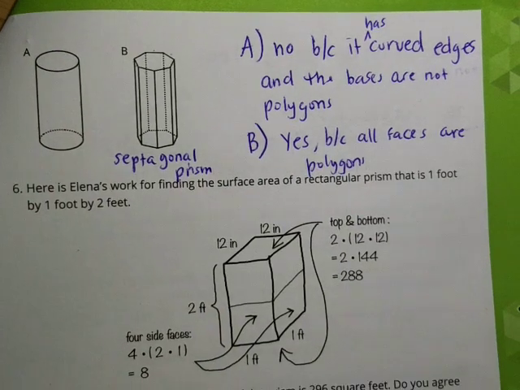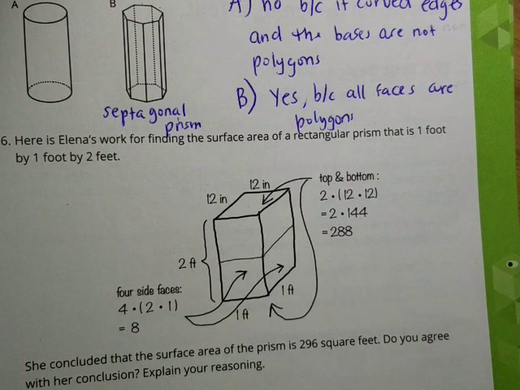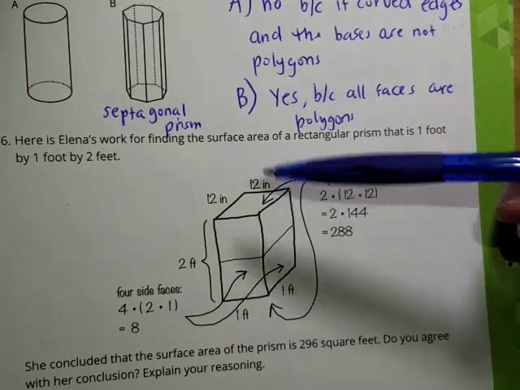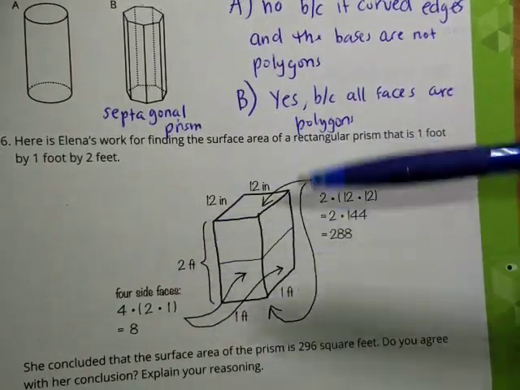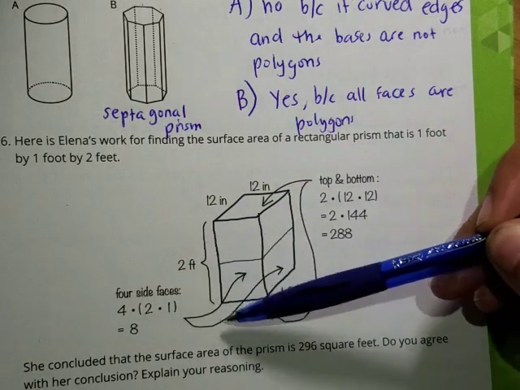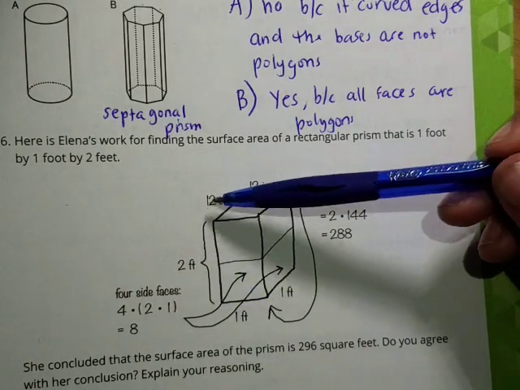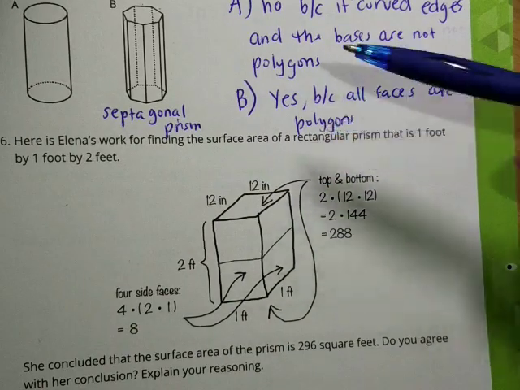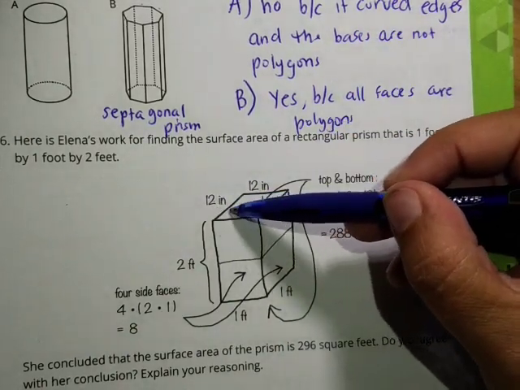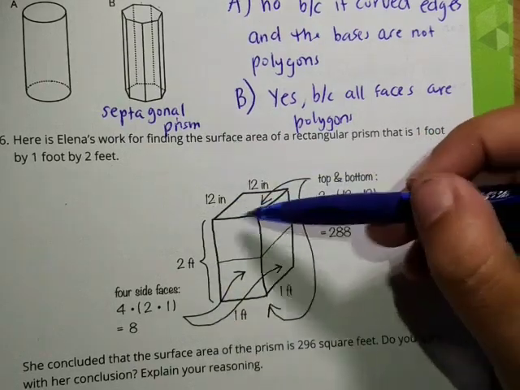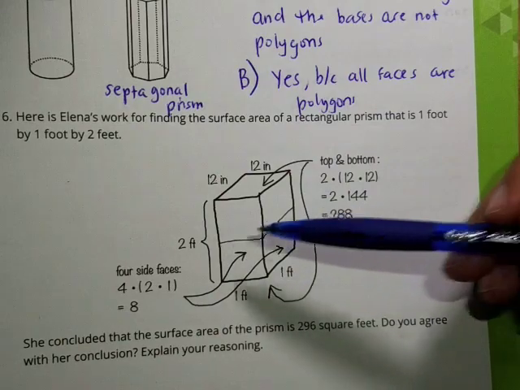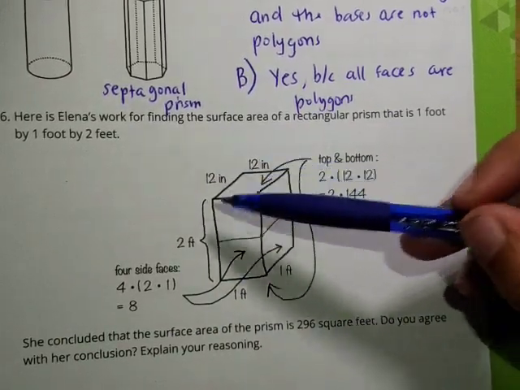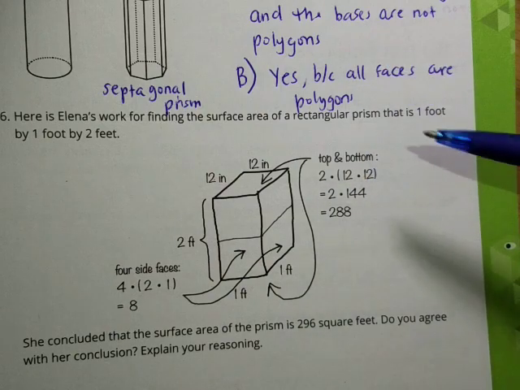All right, and number 6, here is Elena's work for finding the surface area of a rectangular prism that is 1 foot by 1 foot by 2 feet. She concluded that the surface area of the prism is 296. Do you agree with her conclusion? And then explain your answer. So where her mistake is happening is she has 2 feet and 1 feet and 1 feet, but then she has 12 inches. So what she's doing is she's changing the type of units being used, and you can't have a mixture of them if you're going to add them together. So if you're going to stay feet, you need to stay feet up here. If you're going to change to all the inches, then you need to change to all the inches.